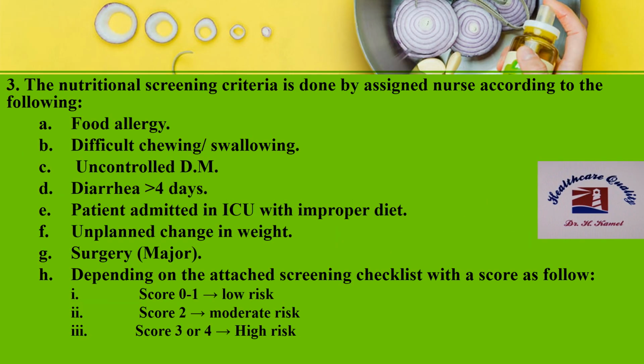3. The nutritional screening is done by an assigned nurse according to the following: food allergy, difficult chewing or swallowing, uncontrolled diabetes mellitus, diarrhea for more than 4 days, patient admitted in ICU with improper diet, unplanned change in weight, major surgery, depending on the attached screening checklist with a score as follows: score 0 to 1, low risk; score 2, moderate risk; score 3 or 4, high risk.